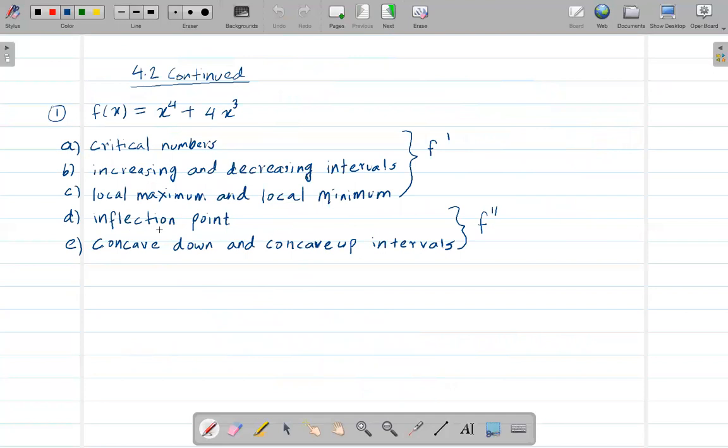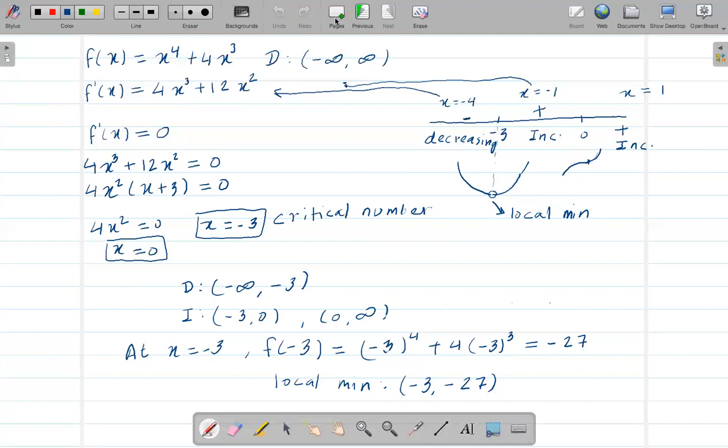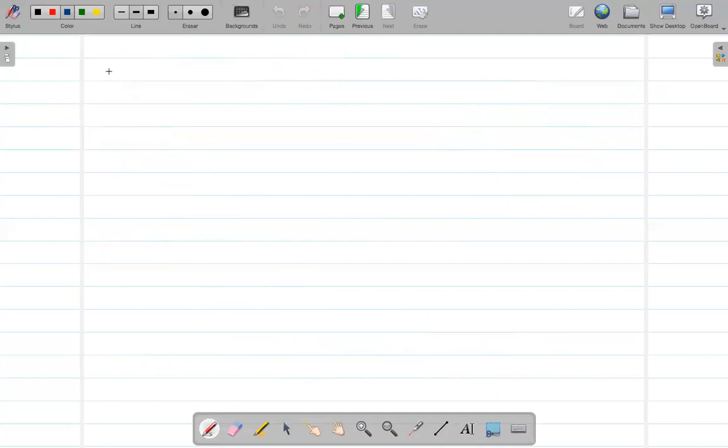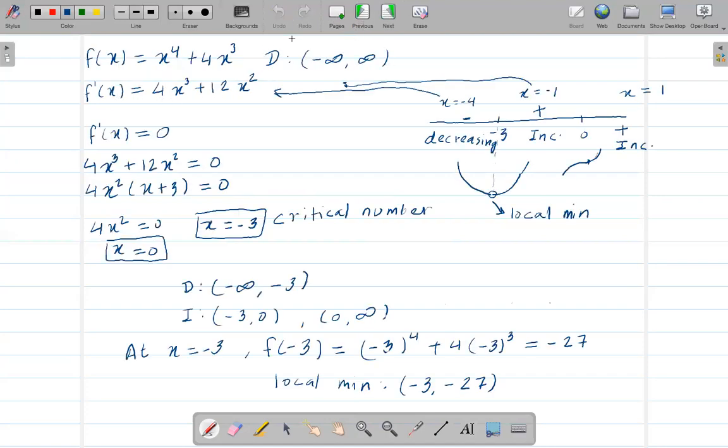Okay, now after this, we need to find inflection points and concave down and concave up intervals. For that, as I said, we need f double prime. But let me write what f prime is first. So f prime is 4x to the power 3 plus 12x squared, right? We got that from the last page, we got f prime of x from here.